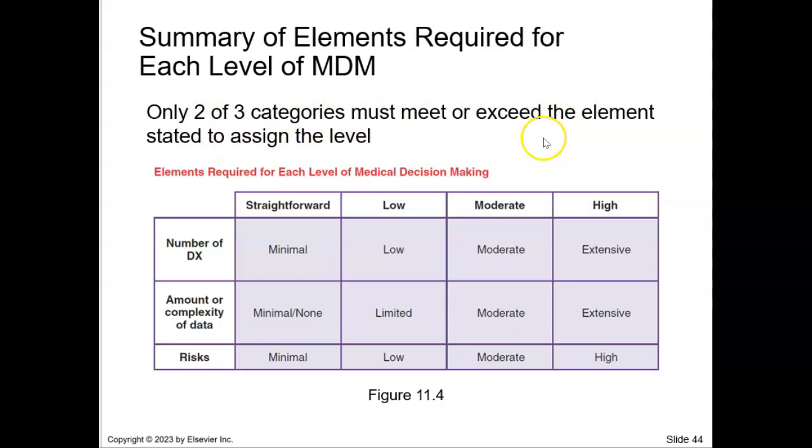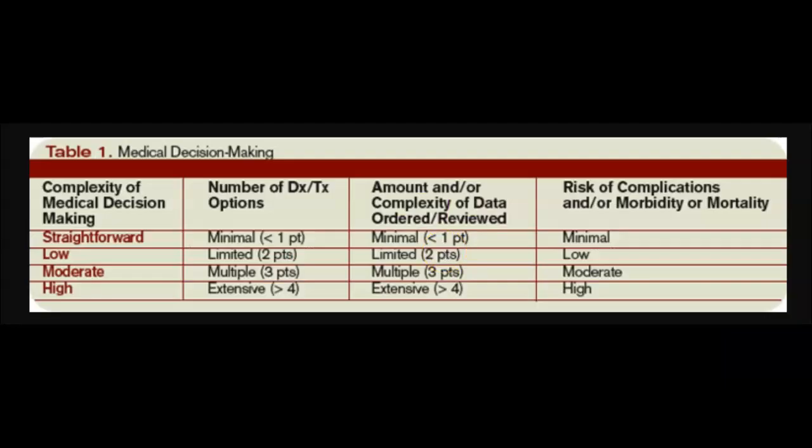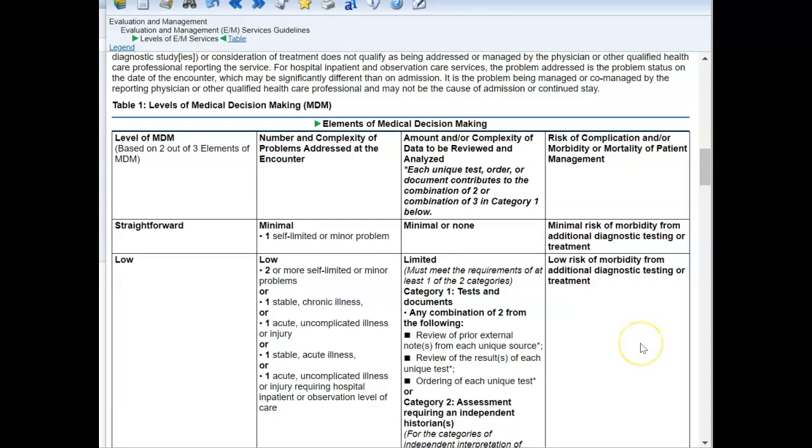So let's talk about how we figure out the number of diagnoses. The best thing that I would recommend, this is a nice little table too, but I would highly recommend going to your CPT book. So this is going to be on page 8. What I really like about this is it explains different things in your CPT book. So how do we know if it's minimal, low?